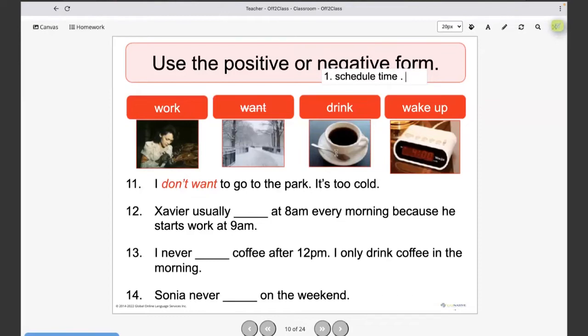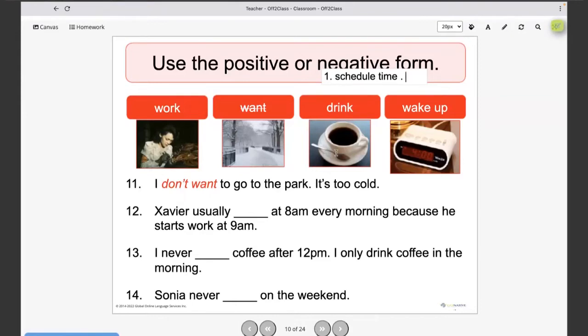Even in Arabic we use the present simple for schedules, for any fixed time that keeps repeating. So we always use the present simple. We don't say the supermarket will open and will close, or the school will open at such a time. We say the school opens at such a time and closes at 2, let's say, right?